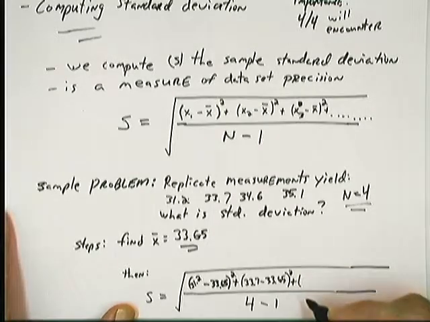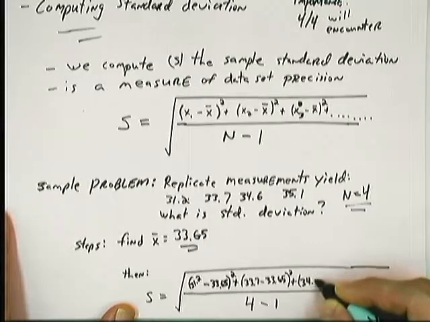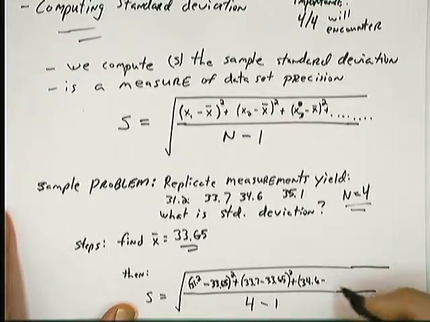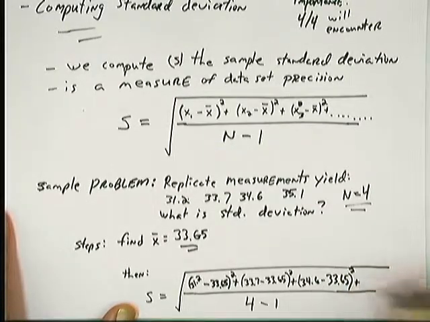Add that to a term for the third deviation from the mean, 34.6 minus 33.65 squared. Let's keep on going here, and next one is 35.1 minus 33.65, 0.65 squared.